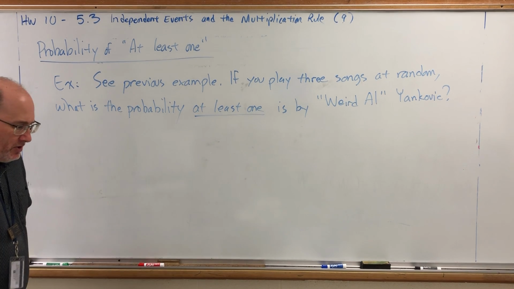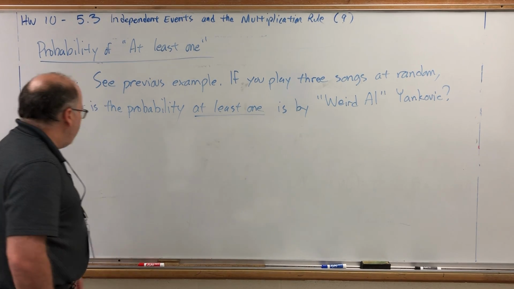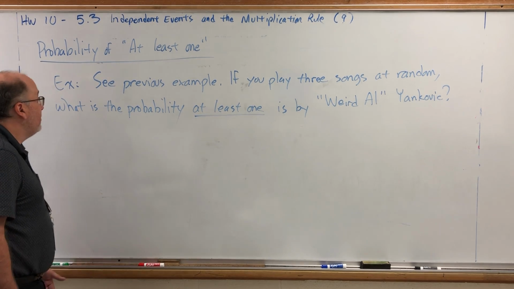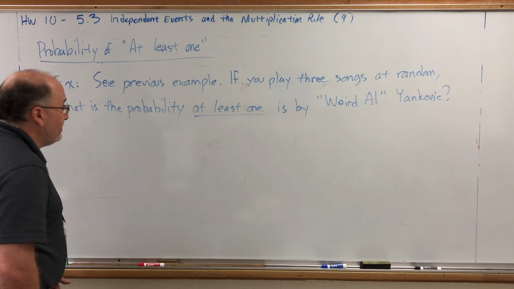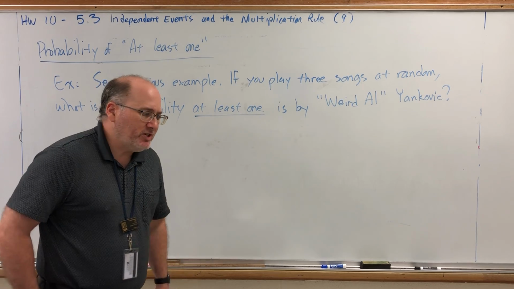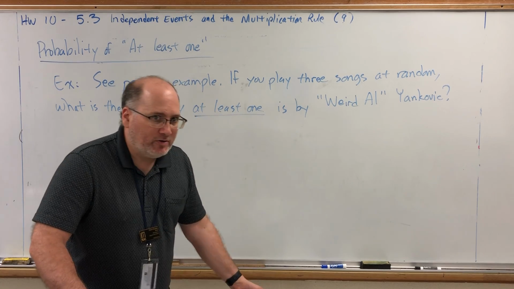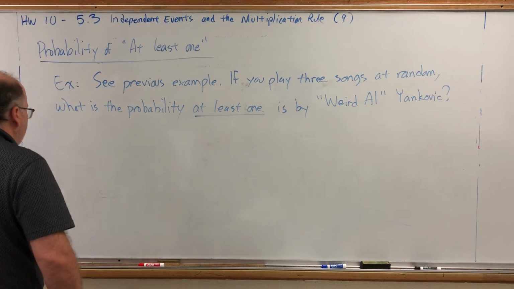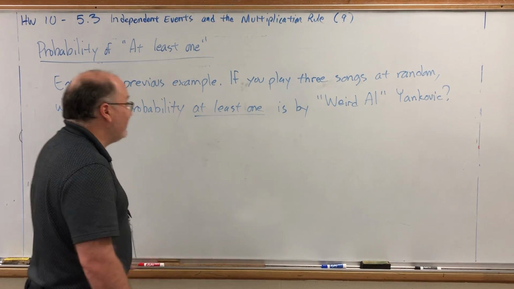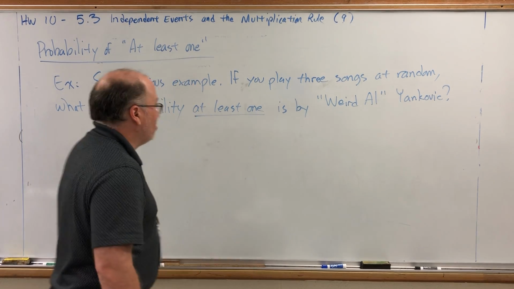In the last video, we looked at sampling with replacement, about playing 3 songs in a row on my iPhone. Based on the contents of the music on my iPhone, we calculated the probability of getting 3 Weird Al Yankovic songs in a row. It was only 1.5%, but we also calculated the probability of getting no Weird Al Yankovic songs in 3 songs in a row, and it was 42.80%. And at the end of that video, I ended with the question, well, what's the probability we get at least 1 Weird Al Yankovic song?